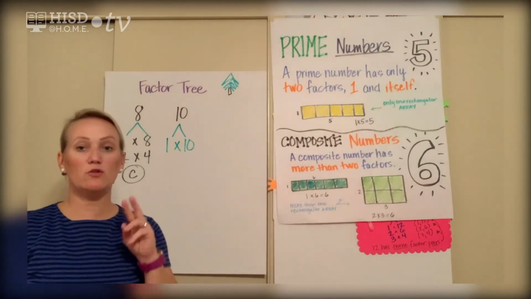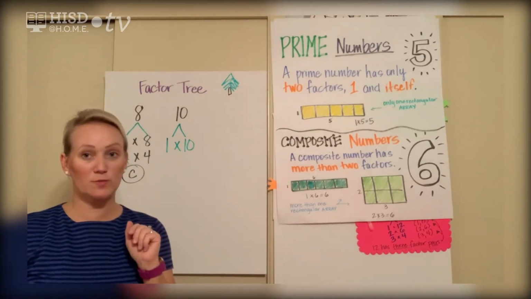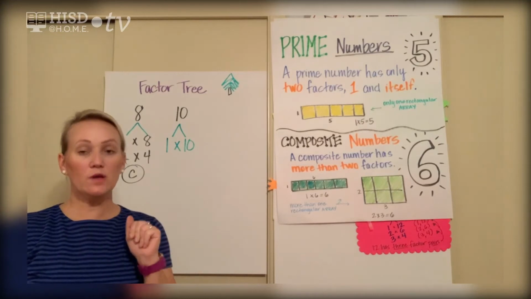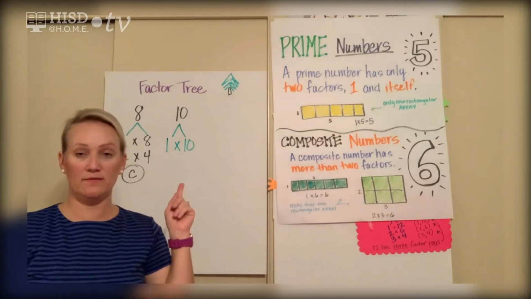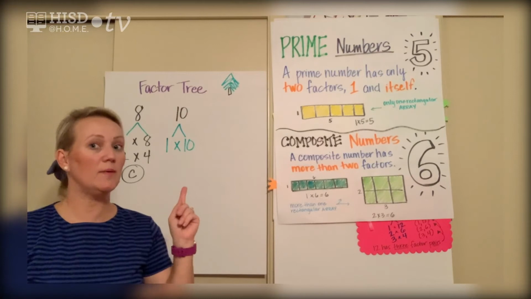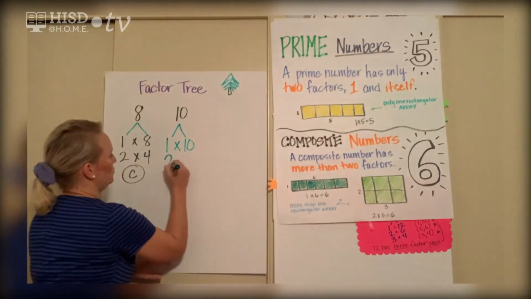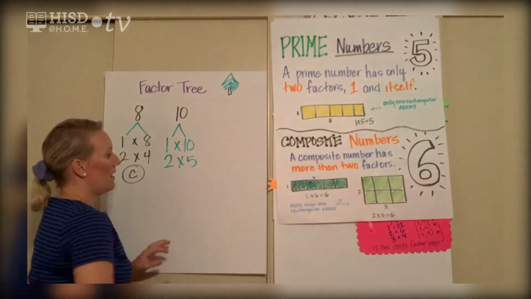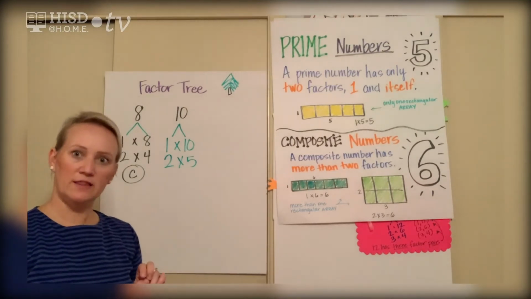How else, what other 2 factors, remember numbers that multiply together, what other factors can we think of for 10? 2 times 5, you're right. 2 times 5. Anything else? I think that's it, right?